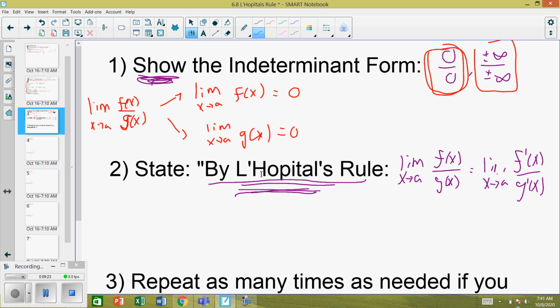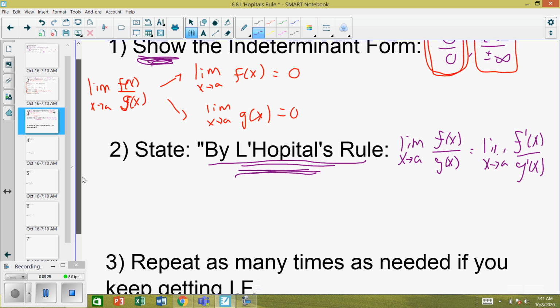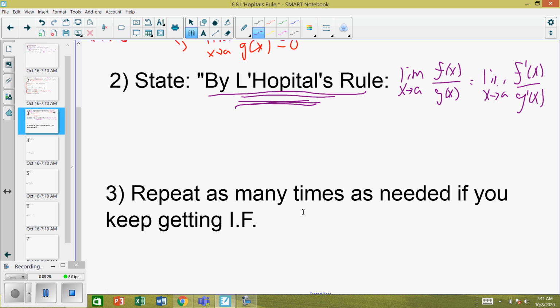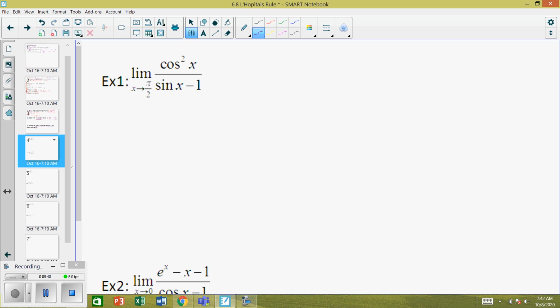Now, sometimes when you try to solve that limit, it's going to be indeterminate form again, and then we have to start the whole process over. We keep repeating steps 1 and 2 as many times as needed if you keep getting indeterminate form. Sometimes it might take 2 or 3 times, but eventually you'll get to the correct answer. All right, let's look at a few examples and see how many we can get in under 30 minutes.